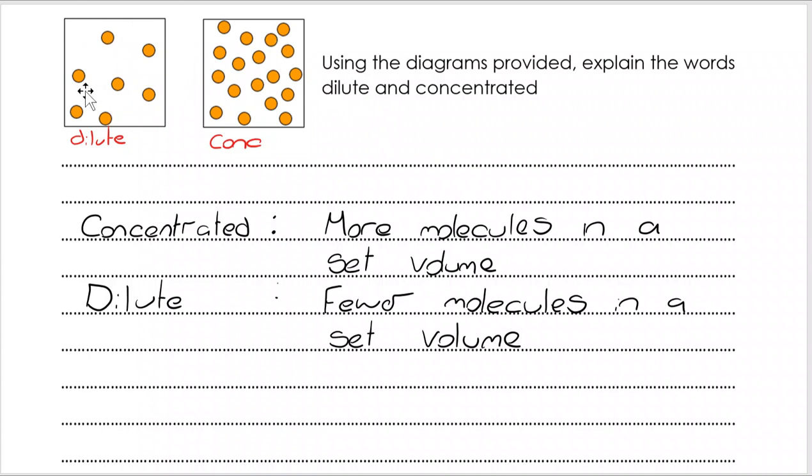This has been done in 2 dimensions. The area of these 2 squares is the same. We would be dealing with this in 3 dimensions. So there are more molecules in this volume than there are here. That makes it more concentrated.